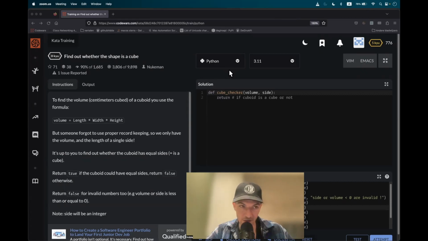Hi, today we have to find out whether the shape is a cube. How do we find it out? Well, to use this formula right here. The volume is equal to the length multiplied by the width multiplied by the height.